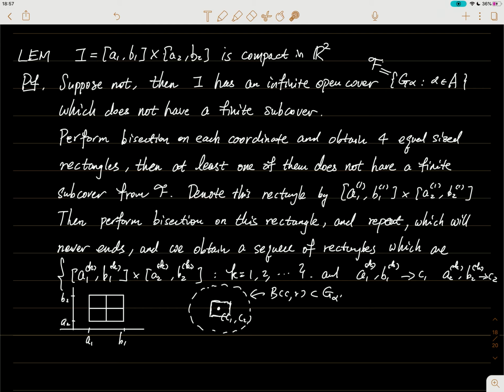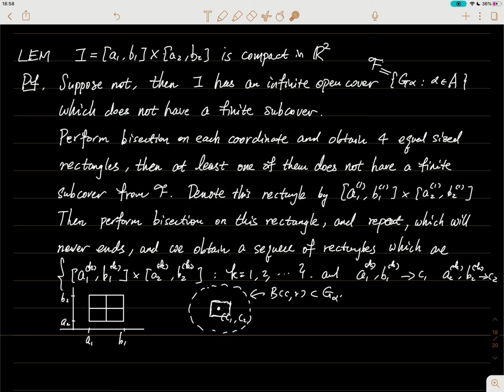And because this C1, C2 is in G alpha prime and G alpha prime is open, that means I can find a ball centered at C with some radius r, such that the entire ball B(C, r) is inside this G alpha prime. And that is the circle I'm drawing. This is the open ball that is contained in G alpha prime. And this is a fixed size, right?